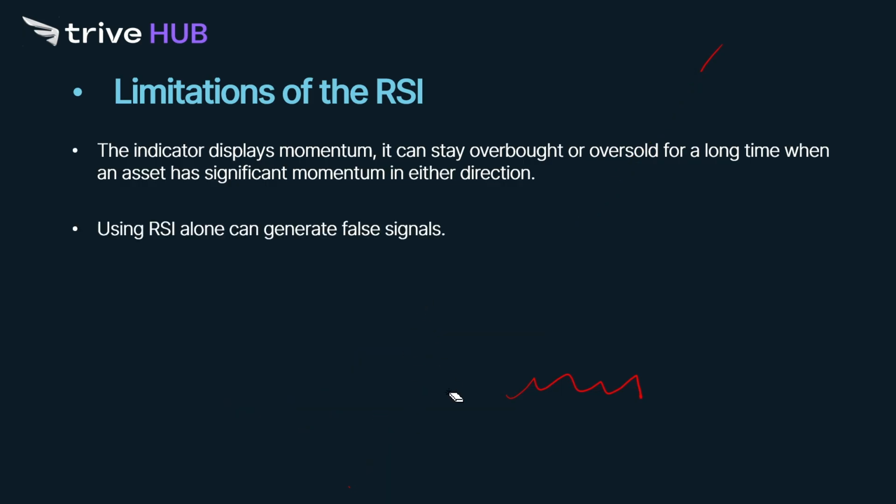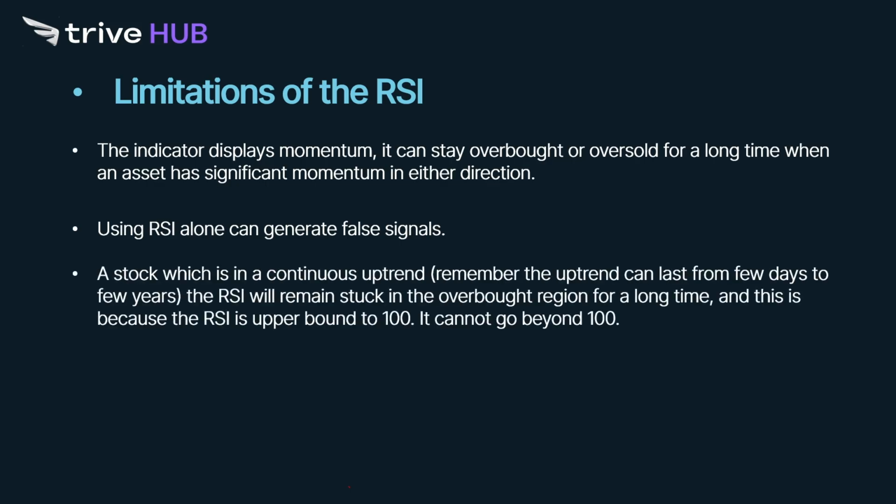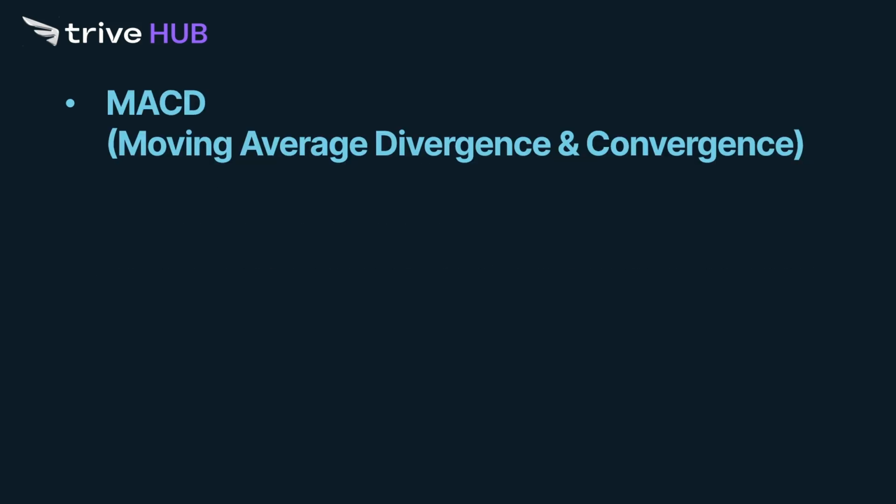RSI alone can generate false signals, and every other indicator can also generate false signals alone. So always use them in conjunction with price action. Similarly, MACD is a leading indicator which can show you signals a little bit ahead of the price movement.